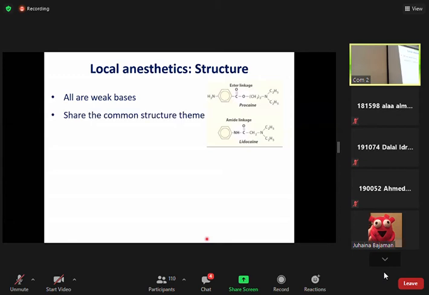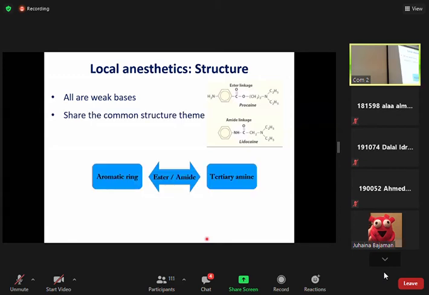Okay, they share the common structure theme. Look, we have a tertiary amine on the right. This is a tertiary amine. Here, either we have an ester or amide. This is the amide and this is the ester, and the aromatic group. This is it. Easy. So again, tertiary amine is in common between two structures.